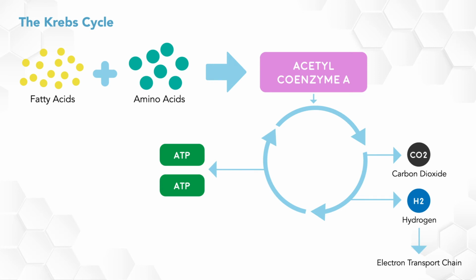So to summarize what happens in the Krebs cycle, acetyl coenzyme A enters the Krebs cycle. Acetyl coenzyme A is then broken down into carbon dioxide, a waste product, and hydrogen. 2 more ATP molecules are synthesized during this process and made available to fuel further muscle contractions. The hydrogen produced as a result is transferred to the electron transport chain.